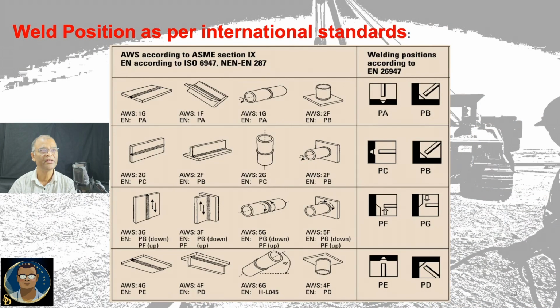Now this slide is a comparison between the international standards. Generally we use AWS standards extensively in the Gulf. The EN European Standard also describes the positions, but in a completely different way and with different names: PA, PB, PC, PD, PF and PG. You can see the comparison. The figure here is self-explanatory. AWS is the most extensively used terminology in our field.